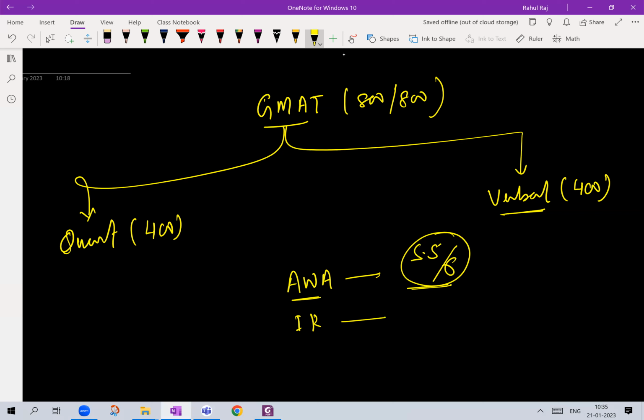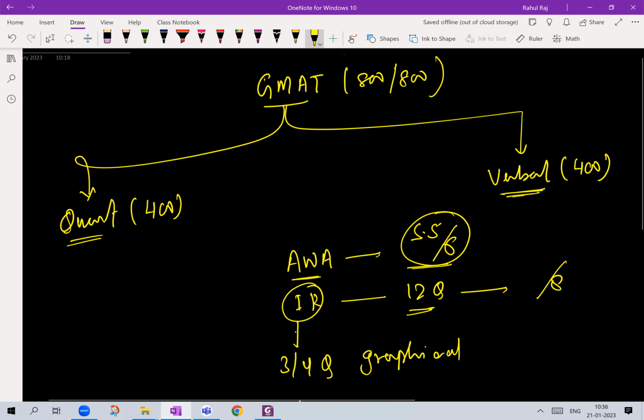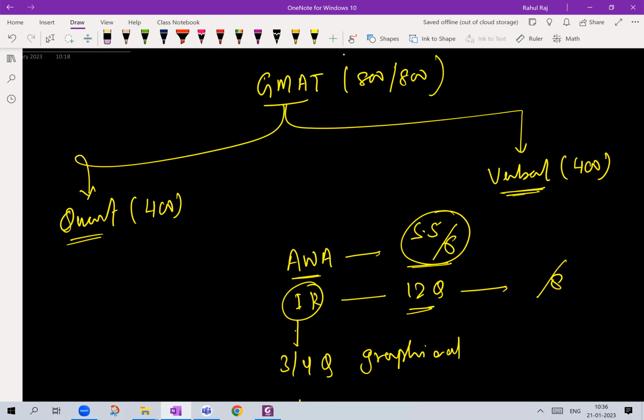In integrated reasoning, there are a total of 12 questions and the total score allocated for this is 8. Again, integrated reasoning is a section which is 100% taken care of if your quant and verbal are good, because it is nothing but a combination of the quant and verbal sections. There are 3 to 4 questions which will be graph based. You need to look into the graph properly, and based on that, you will have to answer the question. And there will be 3 to 4 questions based on the verbal section. Like you will be given critical reasoning questions in a slightly different format. So it all depends on how beautifully you are prepared for the quant section and the verbal section.